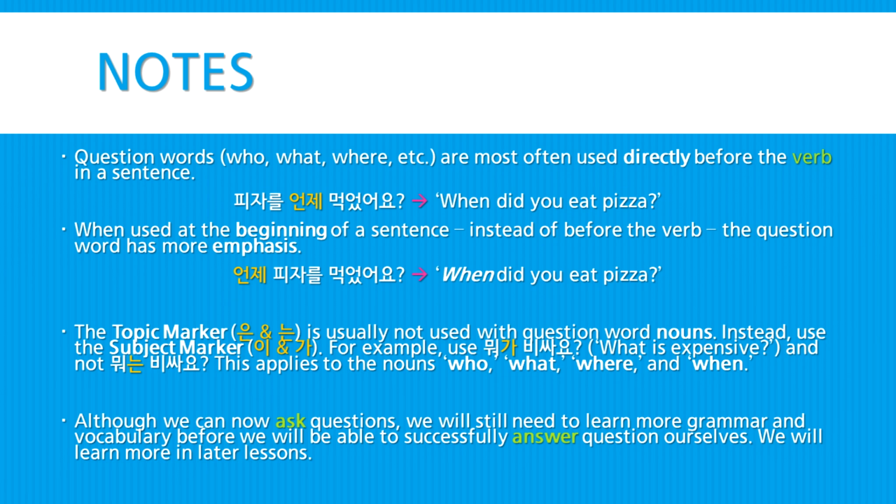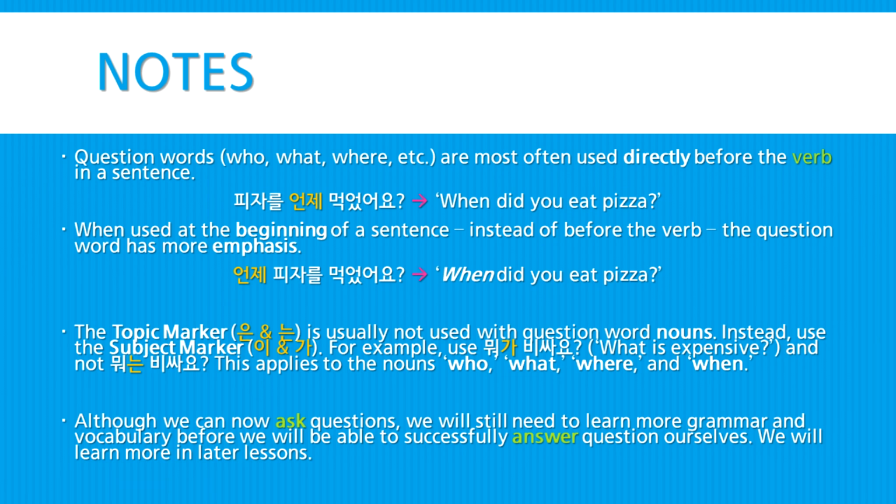Also note that typically the topic marker is not used with question word nouns. So instead, use the subject marker. For example, if you wanted to ask what is expensive, say 뭐가 비싸요? Not 뭐는. This applies to all of the nouns who, what, where, and when.